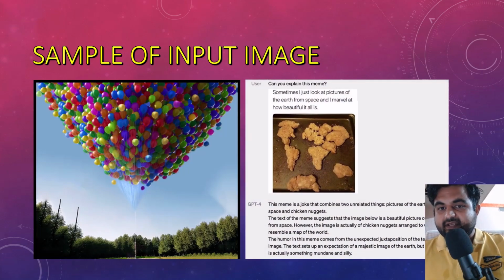Also this was given as the actual input, where chickens were arranged in the shape of a map of our planet Earth, and GPT-4 was able to understand that this meme is intended to be funny, and that it is just posing a joke, a mundane and silly joke.